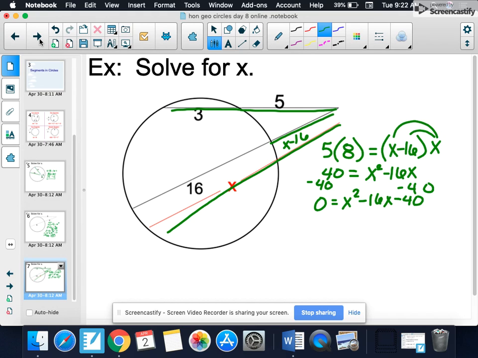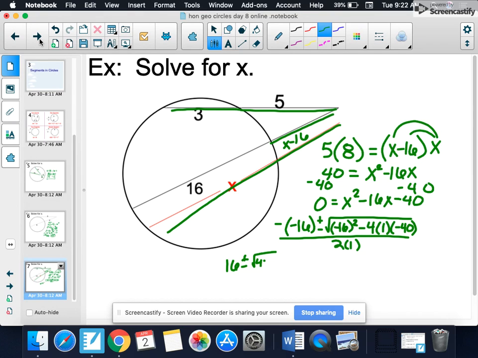Now this does not factor, so I'm going to have to use the quadratic formula. So I'm going to have negative b, so negative 16 plus or minus the square root of b squared. So negative 16 squared minus 4 times 1 times the negative 40. All of that over 2a, so 2 times 1. When I simplify that, I get 16 plus and minus the square root of 416 over 2.